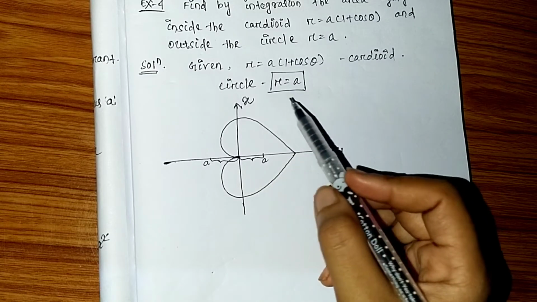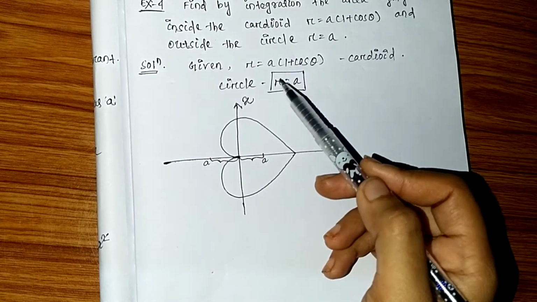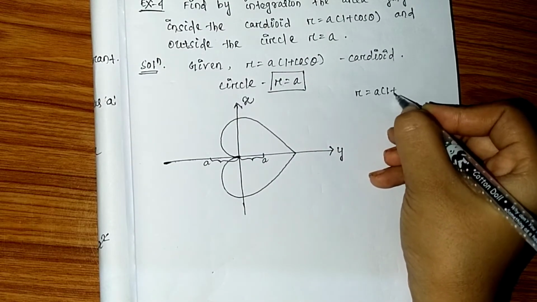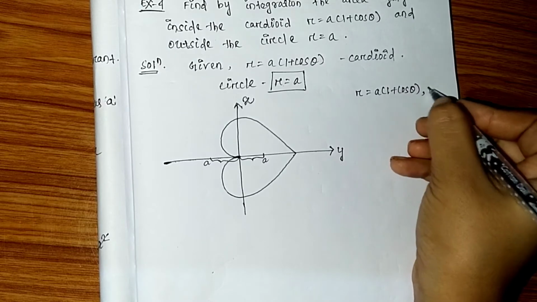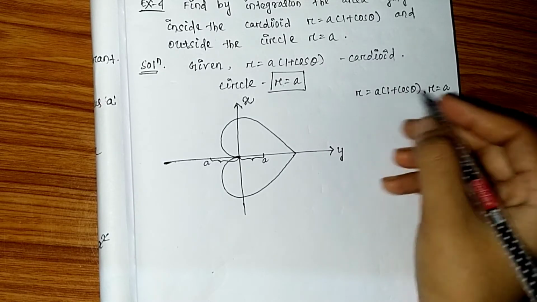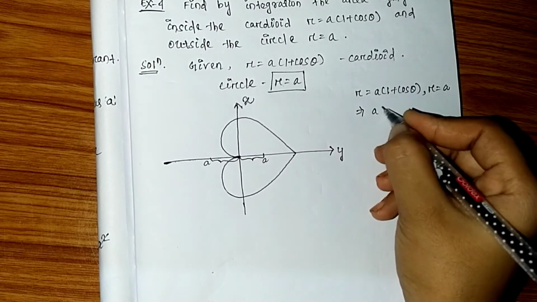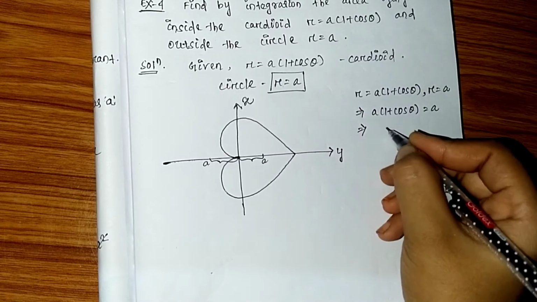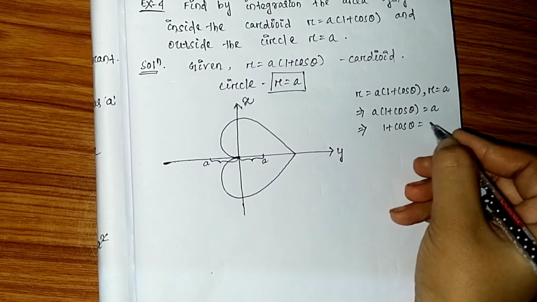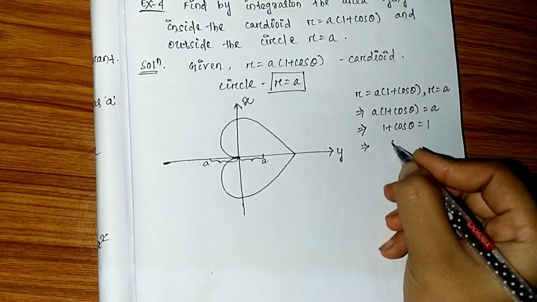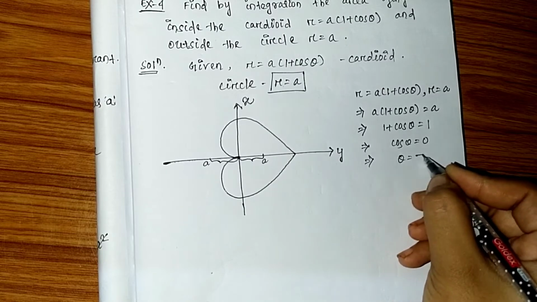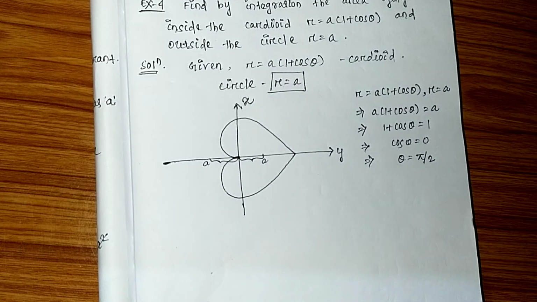First we find the intersection point between the cardioid and the circle. Given r equal to a into 1 plus cos theta and r equal to a, equating these, a into 1 plus cos theta equal to a. So that implies 1 plus cos theta equal to 1, so cos theta equal to 0. That implies theta equal to pi by 2.